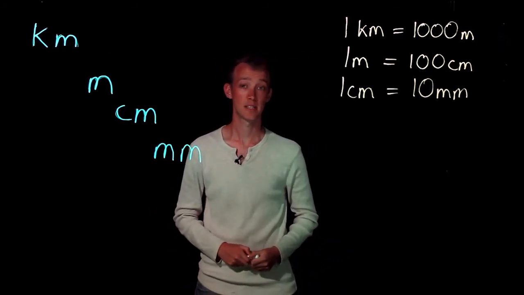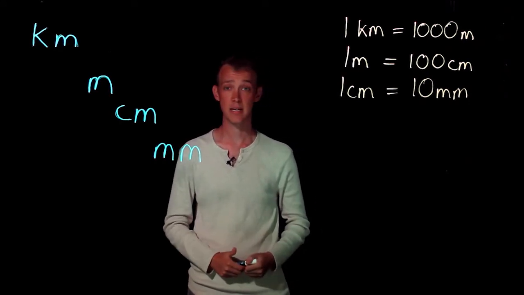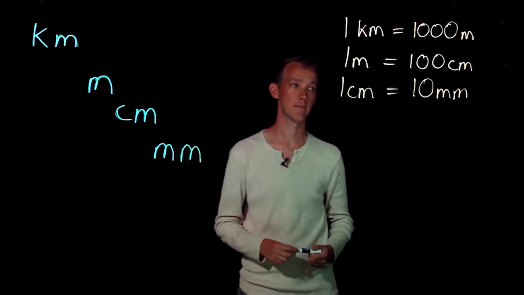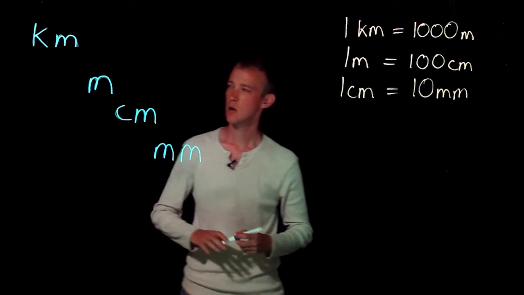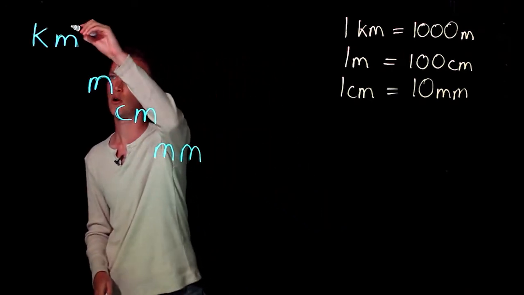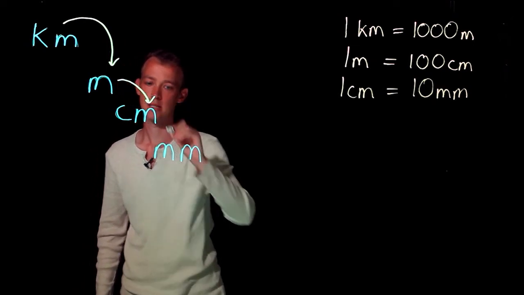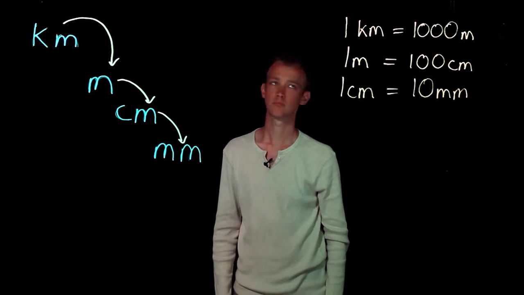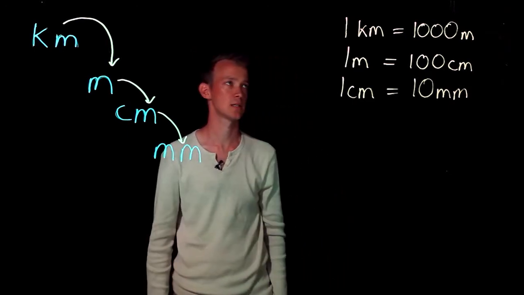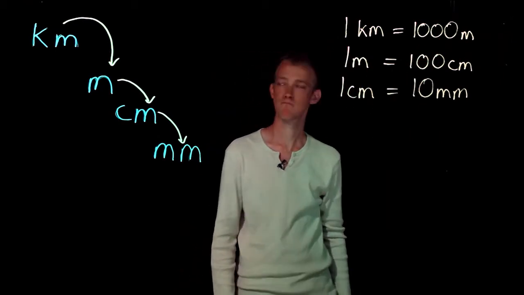1 kilometer is the same as 1,000 meters. 1 meter is the same as 100 centimeters. And 1 centimeter is the same as 10 millimeters. So we need to find a way of converting from kilometers to meters, from meters to centimeters, and from centimeters into millimeters. Well, looking at my facts, I know that 1 kilometer is equal to 1,000 meters.